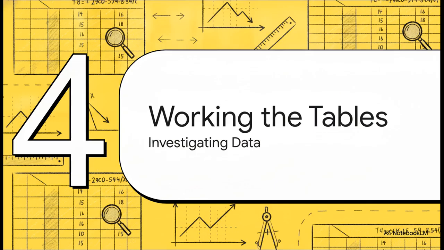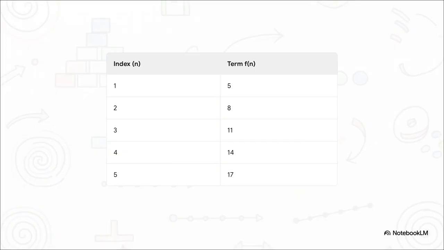It is time to take these rules out of the textbook and right into the interrogation room by looking at some actual data. This brilliantly illustrates our first suspect, an arithmetic sequence. Look closely at the table. On the left, we have the index, denoted as n, which is just its position in line. On the right, we have the term value. As our index moves from 1 to 2 to 3, what happens to the output? It goes from 5 to 8 to 11. We are seeing a constant additive change of plus 3, because we're adding exactly 3 every single time.